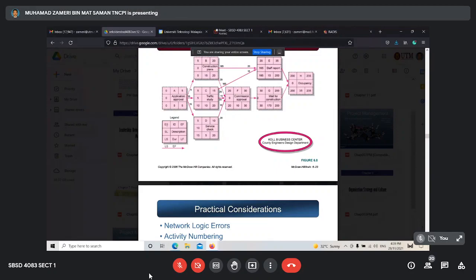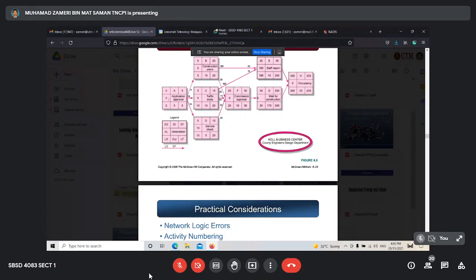Here, we already calculated early start, early finish, late start, late finish. And then in the identification, description, and duration, we put from the data. The last calculation is SL. SL is slack time. The formula of slack time is late start minus early start. Late start minus early start, you will get slack time here.